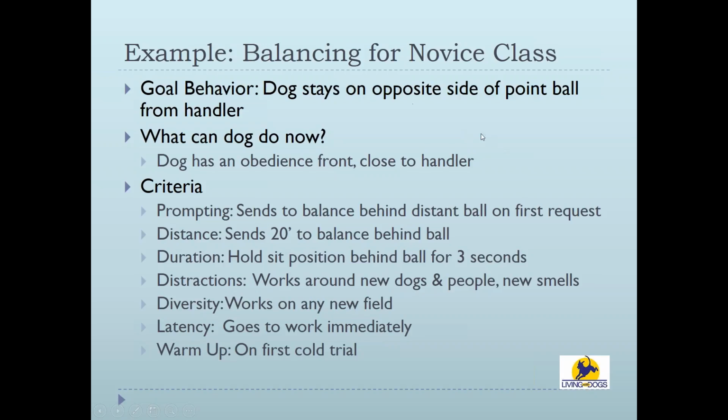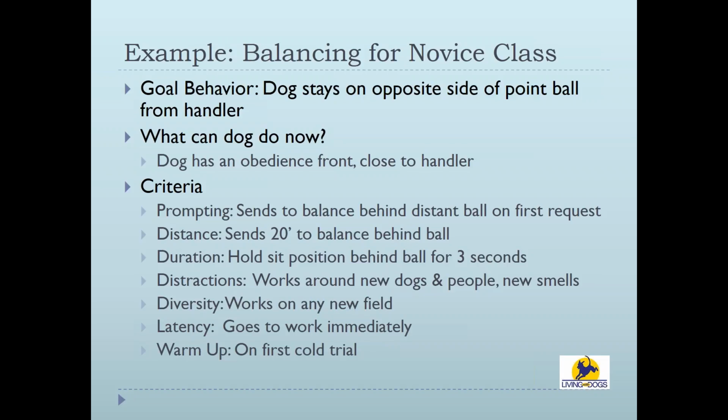So we're going to use balancing as an example for a novice class. Our goal is that the dog stays on the opposite side of the point ball from the handler. What can the dog do now? I'm talking about a beginning dog, not an advanced dog. Let's say the dog knows obedience and they can do a front. They can do a straight front close to the handler.